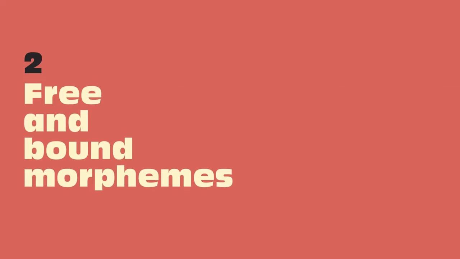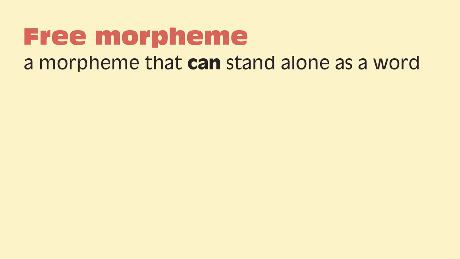Now you know what a morpheme is, but there are a few more properties of morphemes that you need to know about. Morphemes can be divided into two types: free morphemes and bound morphemes. A free morpheme is a morpheme that can stand on its own as a word. An example of a free morpheme is hunt.